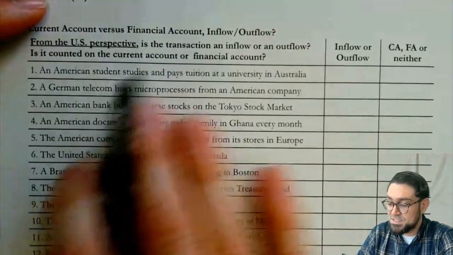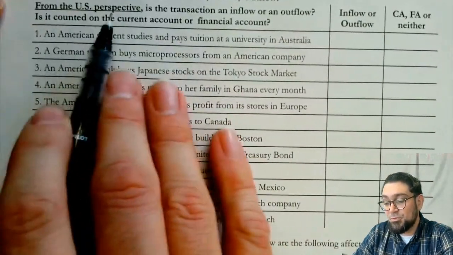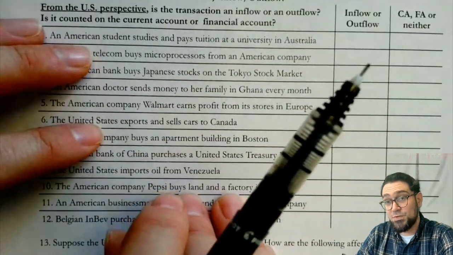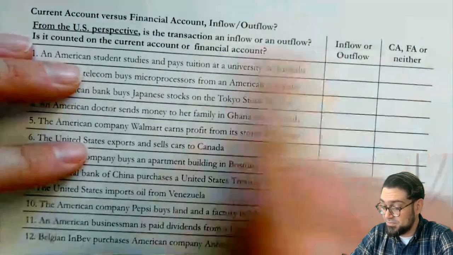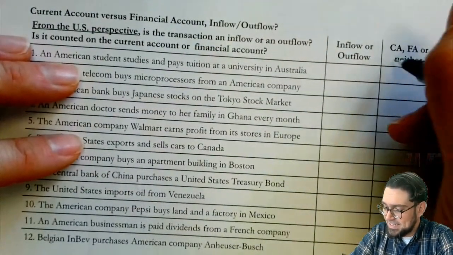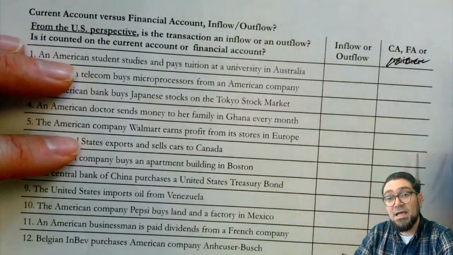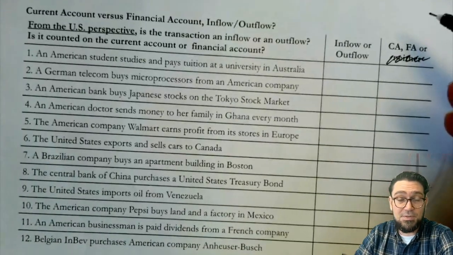Okay, so the first section right here is really just saying, from the US's perspective, how would we record these transactions in the current account or the financial account, right? That's what this is. I didn't give you any neithers, so we can take that part off, and whether that would be an inflow or an outflow on that particular account.